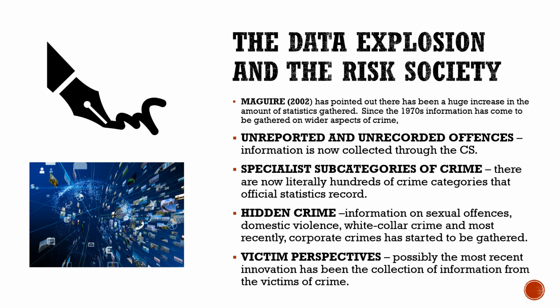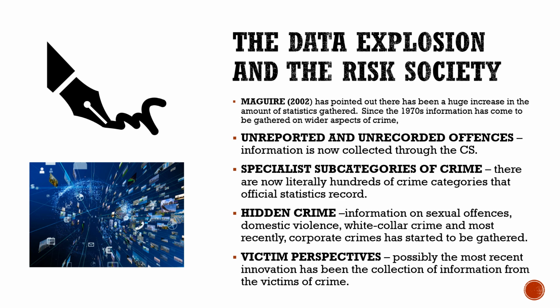So information that has been gathered across different areas of crime through self-report studies includes the 4 points that you can see on screen. So if you can make a note of these in the boxes on page 14. Your first is unreported and unrecorded offences. Now this is connected through the crime survey, through victim surveys, but as we know, it still remains flawed. Specialist subcategories of crime.